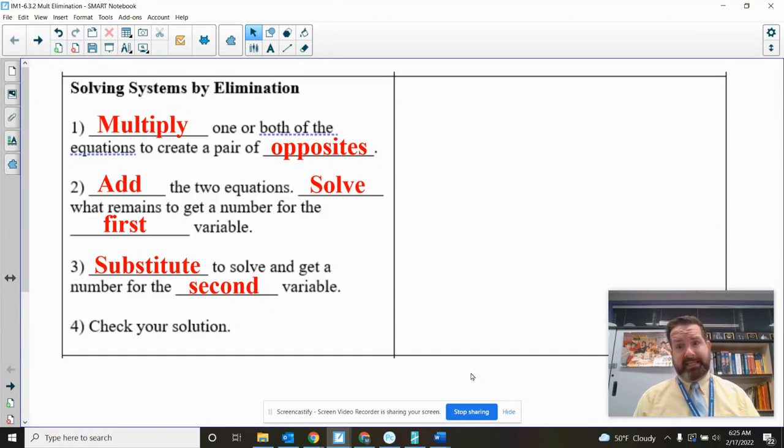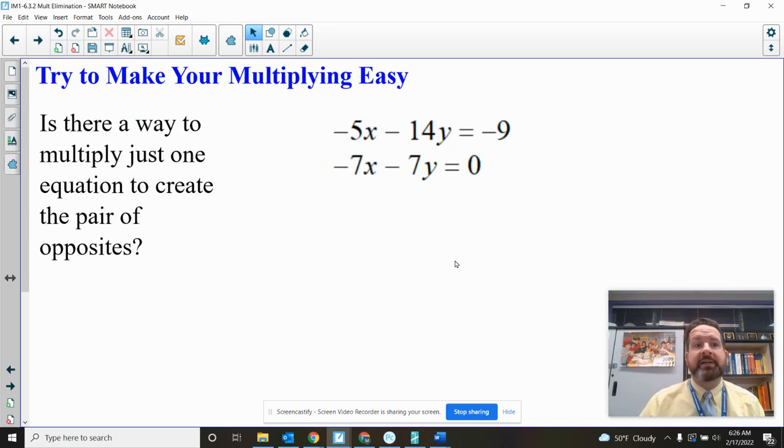So in the previous lesson, we were solving using elimination, and we already had a set of opposites created. So the first step was one we didn't need to do. We just moved right on to the rest of the process. This time, we're going to focus on getting that first step done to make those opposites happen. So let's take a look here at some examples.